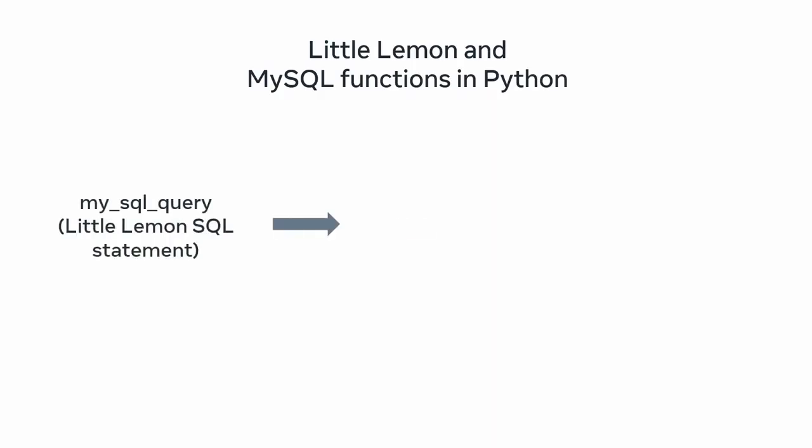Once the query is executed, Little Lemon can access the results and see the average dollar amount each client spent with the business. This is just a basic recap of MySQL functions and a short demonstration of how they work in Python. The rest of this lesson will explore methods for accessing MySQL functions using Python in more detail. I'm looking forward to exploring this topic in more detail with you.